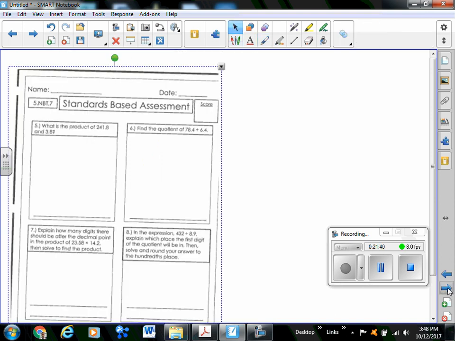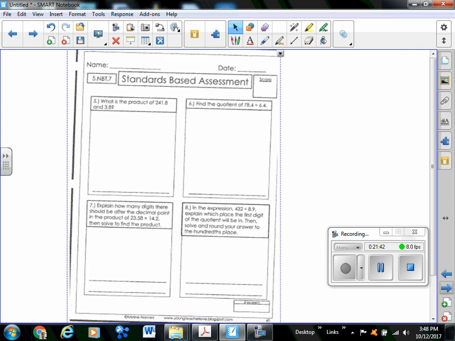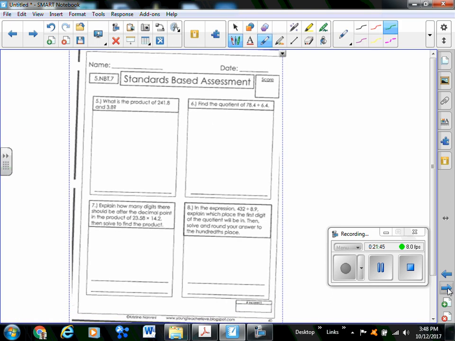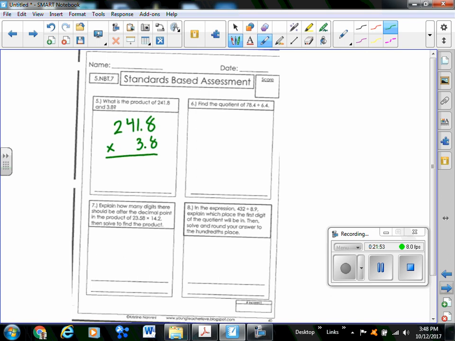Okay, number 5. What is the product of 241 and 8/10 and 3.8? So you got 241 and 8/10. Multiply that by 3 and 8/10. I'm going to tell you 8 and 8 is 64. 8 times 1 is 8, 9, 10, 11, 12, 13, 14. 8 and 4 is 32, 33. 8 times 2 is 16, 17, 18, 19.